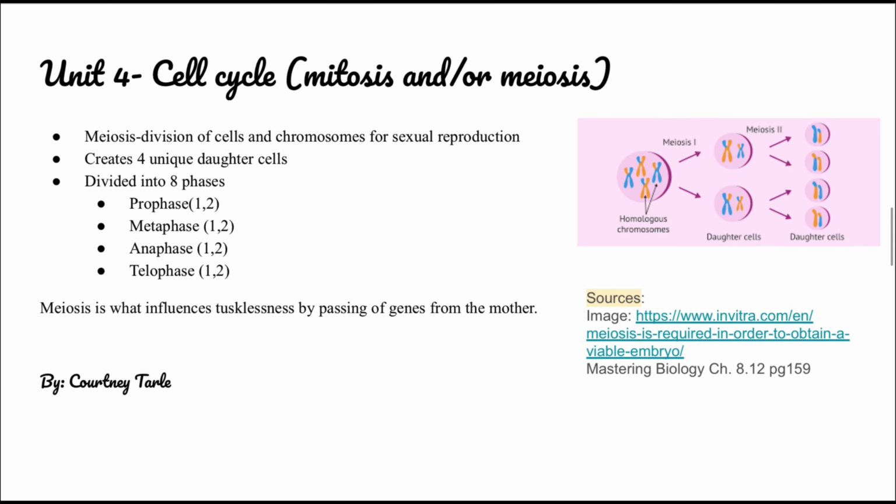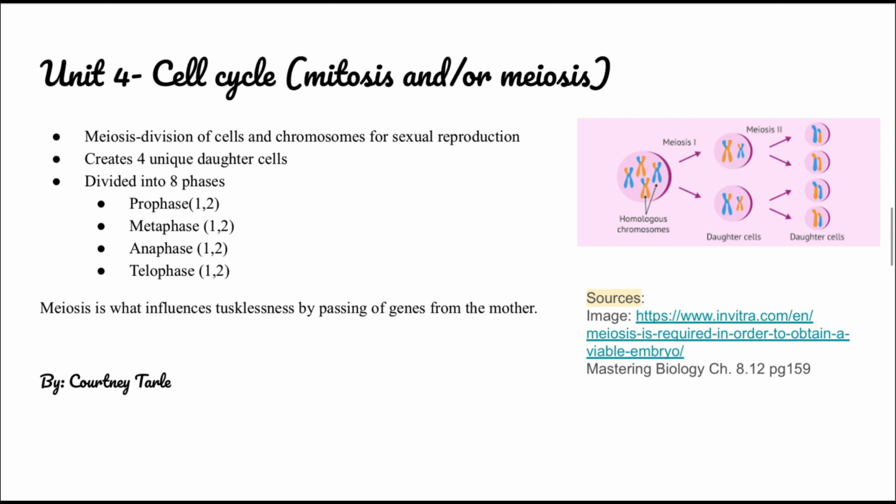Meiosis is the process of cell division used for sexual reproduction, and it plays an important role in passing traits from parents to offspring. During meiosis, one parent cell divides to create 4 unique daughter cells, each containing half the normal number of chromosomes. These cells eventually become reproductive cells such as eggs or sperm. What makes meiosis especially important is that it creates genetic variation. Each daughter cell is genetically different. Offspring inherit a unique combination of genes from their parents. This is how traits, including tusklessness in elephants, can be passed from a mother to her offspring through inherited genes.